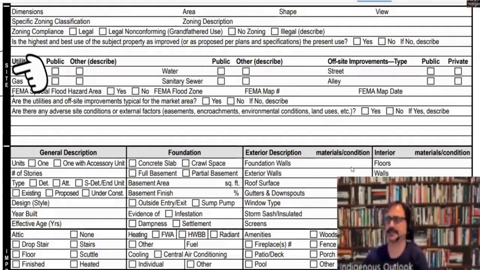Next is site. Site is dimensions. What are the site dimensions? It could be bigger area, shape, regular, irregular, rectangular, view. What is the view? North residential view, south residential view, east residential view. Specific zoning classification. Now we know what a zone is.